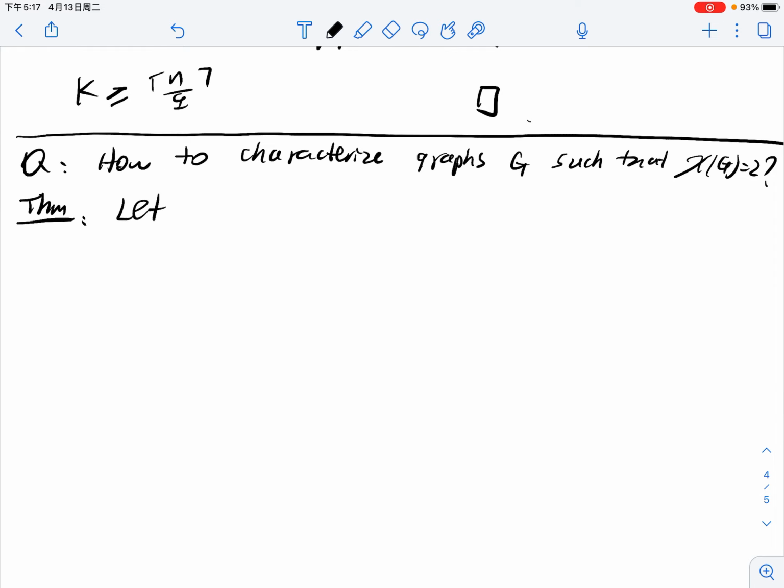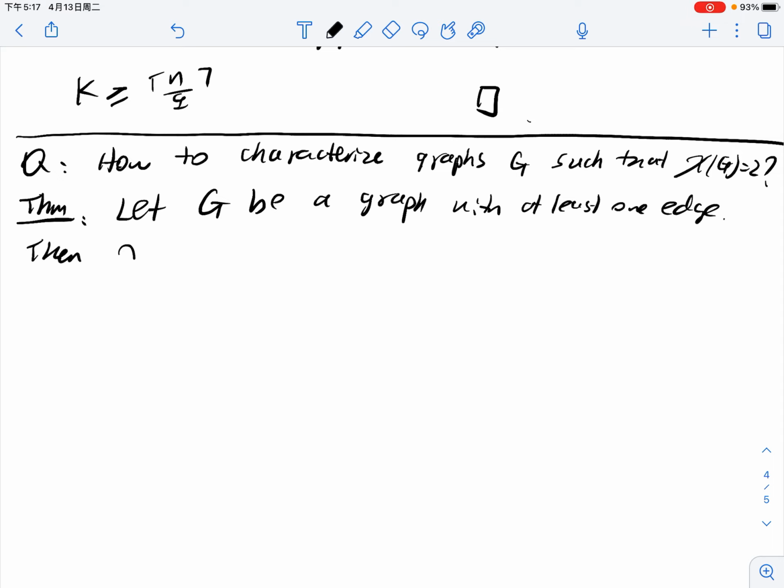So the theorem is: let G be a graph with at least one edge, then the chromatic number is 2 if and only if G is bipartite.